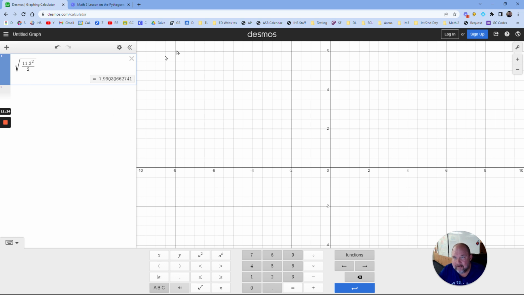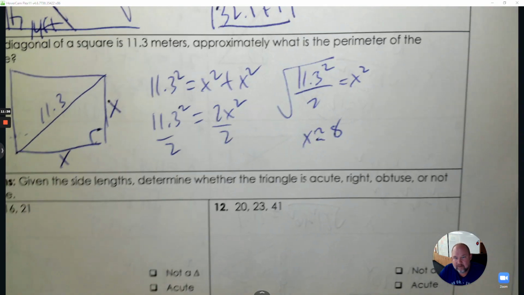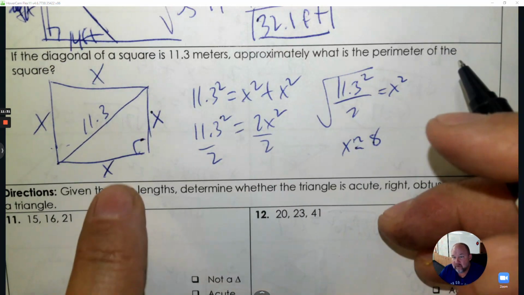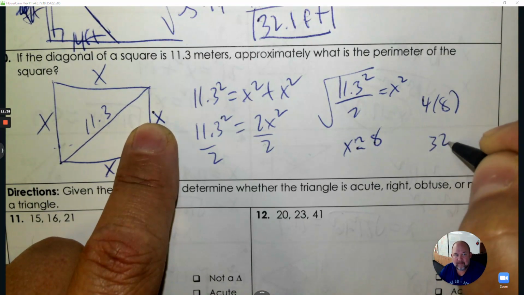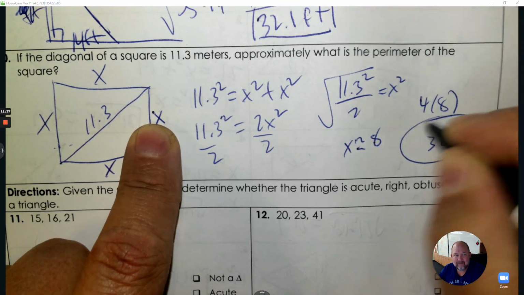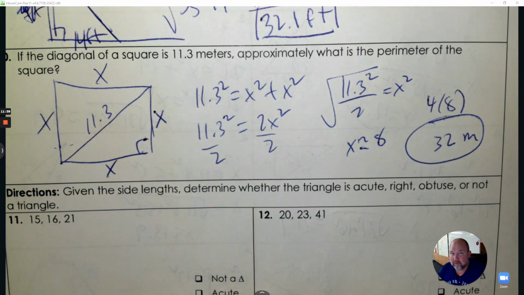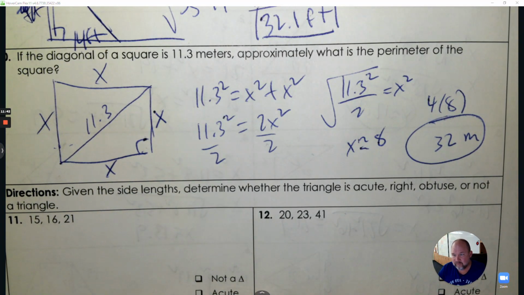Now, that's not my final answer, because the question is perimeter. So perimeter means you add all the sides. So how many sides are there to a square? Obviously 4. You multiply it by 8. And you get the perimeter. So the perimeter is 32 meters.